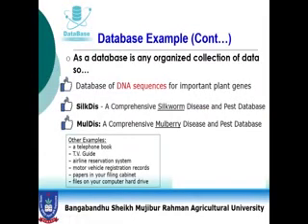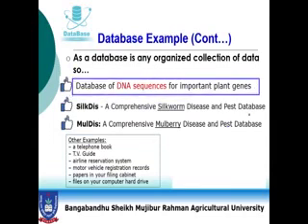So a database is simply any organized collection of data, and here we put some examples. First one is a database of DNA sequences for important plant genes. Second one is SilkDisc, and third one is MaltDisc. SilkDisc is a comprehensive silkworm disease and pest database. Like SilkDisc, MaltDisc is also a comprehensive mulberry disease and pest database.